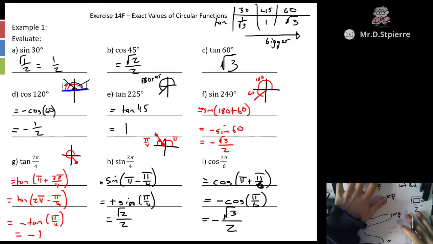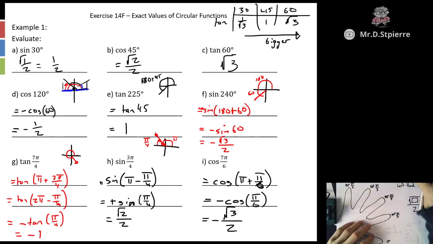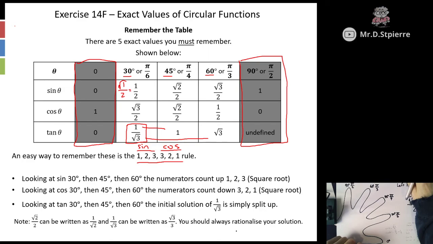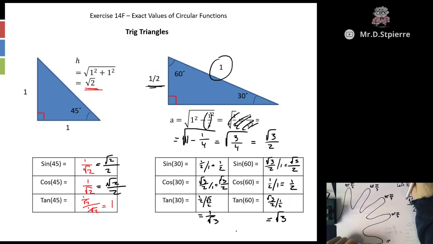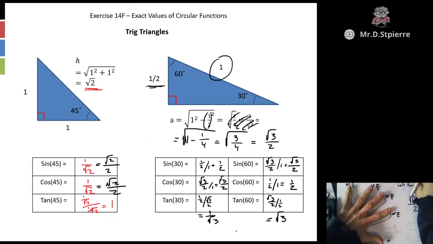Coming up with some way to remember all the exact values, you can just remember it by rote learning. Okay, you can remember that table if you want to. You can use the 1, 2, 3, 3, 2, 1 rule. You can use the hand trick here, left hand. Pretty handy because it also matches the first quadrant.